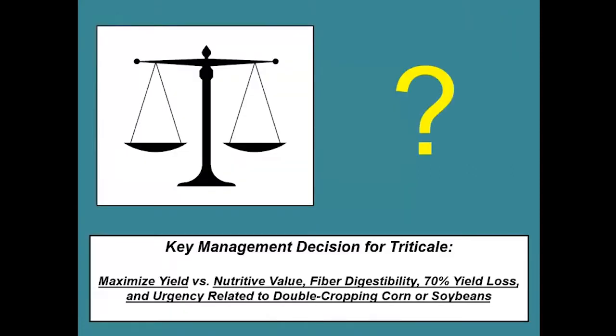So the key management decision for triticale, and I think this would also apply to winter wheat or barley or rye that's harvested in the spring, is: do you want to maximize yield or nutritive value and fiber digestibility, given the consequence of a considerable yield loss by an earlier harvest, and urgency related to a double cropping need for corn or beans or whatever your situation is? Which is most important, and how do you weigh that to your own advantage? So that's the take-home complexity in terms of management.